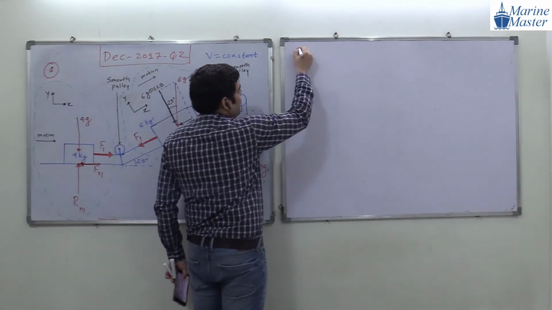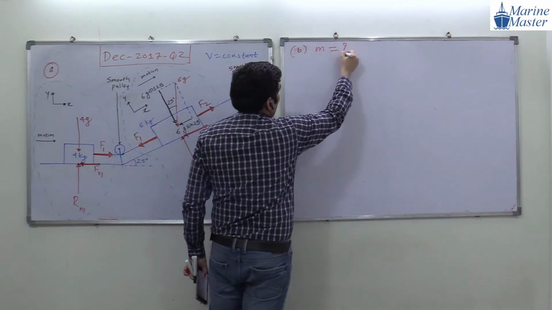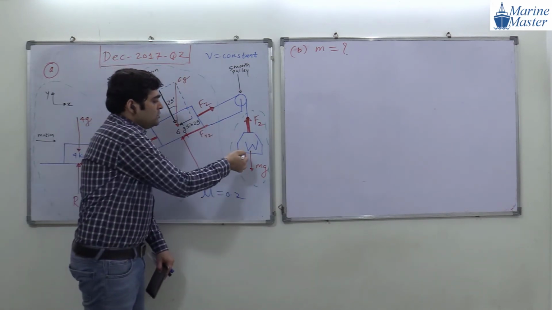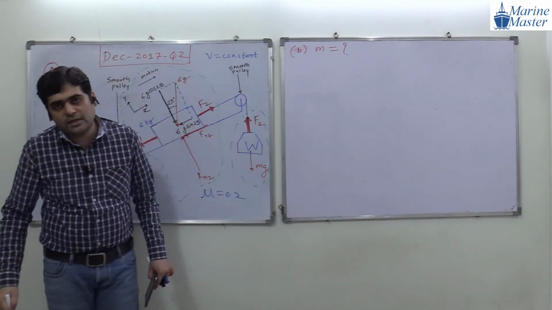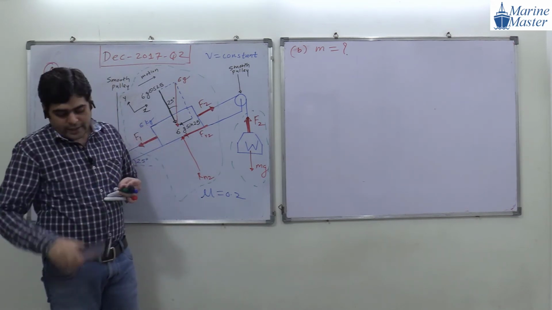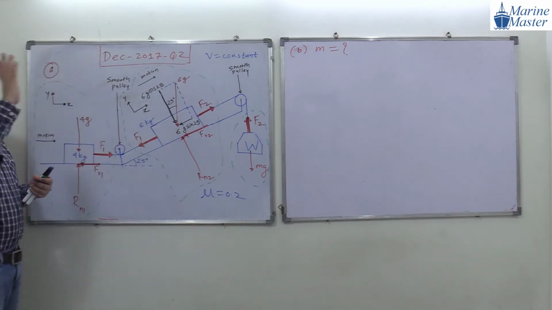So in B part, what is our target? We have to find out the mass of the dead weight W. That is our target. Now, how will we go about getting this mass M? How are we going to solve the things?